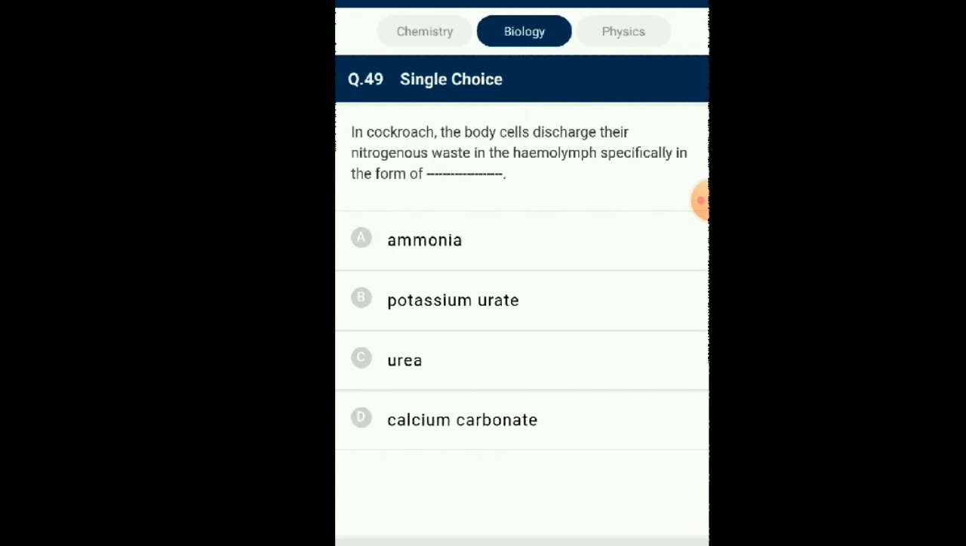The cockroach is uricotelic. Along with Malpighian tubules, the fat body, nephrocytes and uricose gland also help in excretion. So the answer is option B, potassium urate.